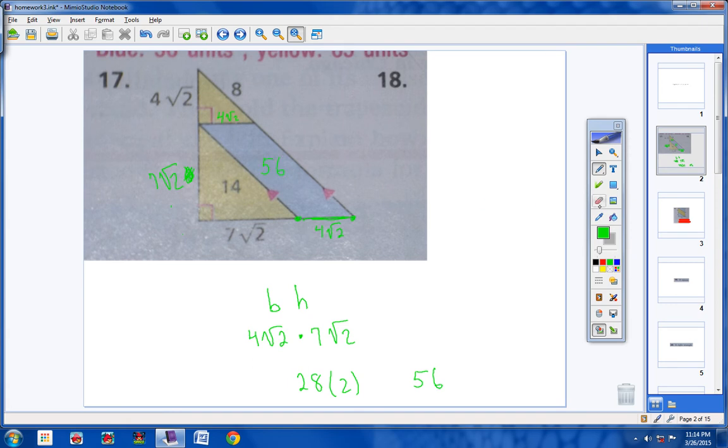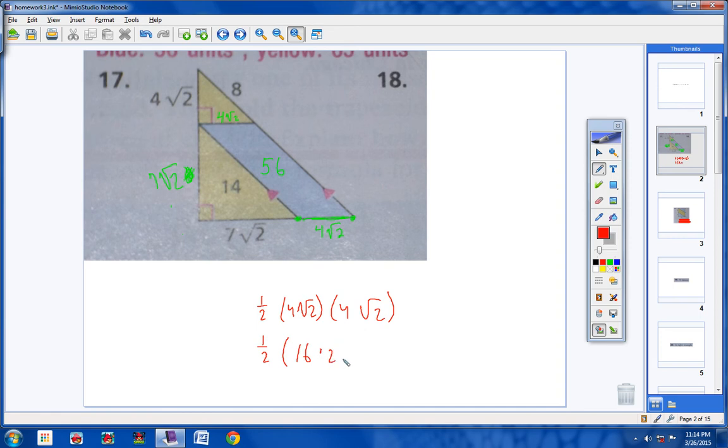And then, students, very quickly we can find the area of the 2 triangles. The yellow triangle is 1/2 times the base times the height. A base of 4 square root of 2 and a height of 4 square root of 2, so 1/2 times 16 times 2. 4 times 4 is 16, square root of 2 times square root of 2 is 2. So 1/2 times 32, which would be 16. So the area of this triangle is 16.